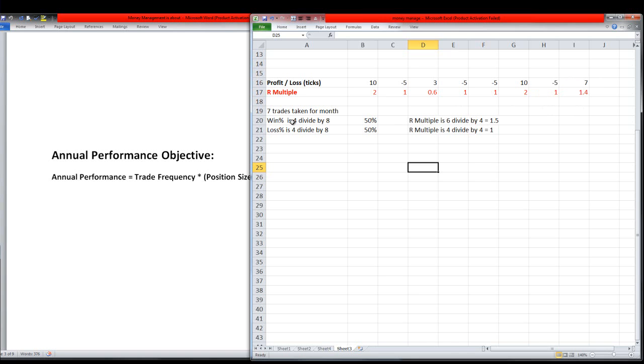So what we want to do then is start working out a few things like strike rate, average winner, average loser. That should be 8 trades for the month.